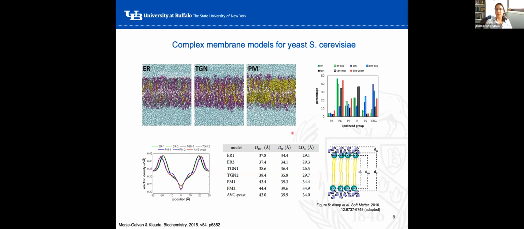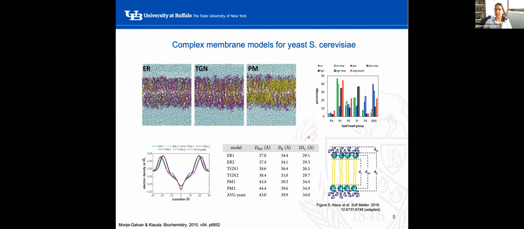The main difference was, of course, the content of cholesterol, which are the yellow molecules in the figures you see on the slides. Very low content for the ER, less than 5%, 10 to 15% for the trans-Golgi network, and then over 30% for the plasma membrane. You can see the diversity of lipid head groups in the bar plot at the top: phosphatidic acid, phosphatidylcholine, phosphatidylethanolamine, inositol lipids, serine, and for yeast, the major sterol representative is ergosterol instead of cholesterol.